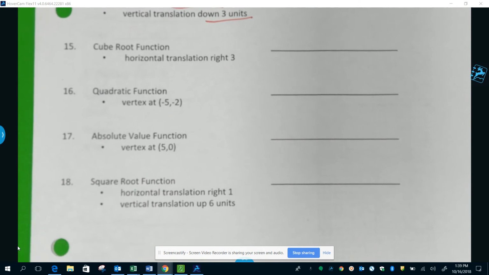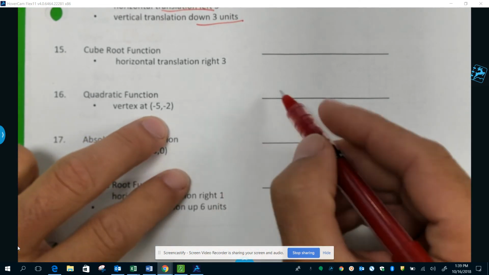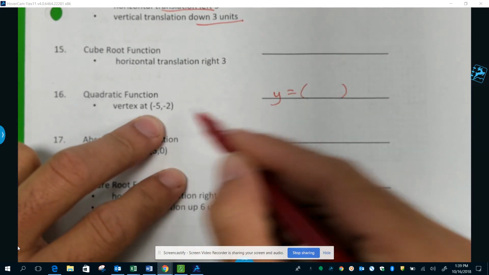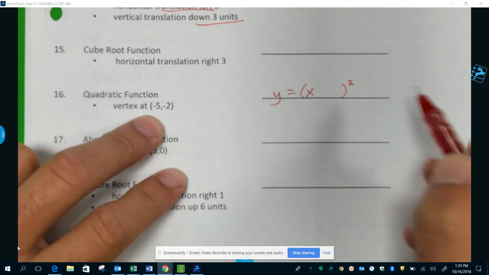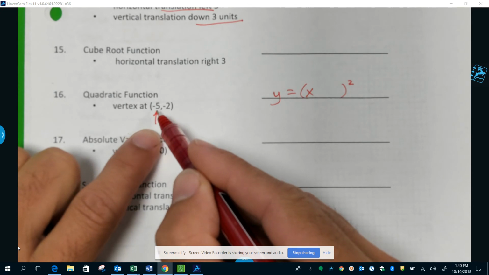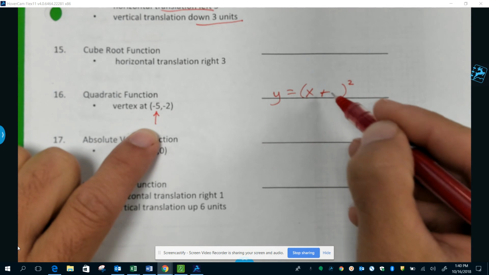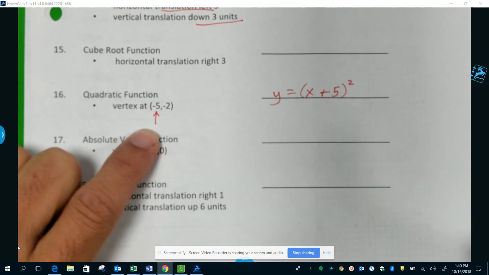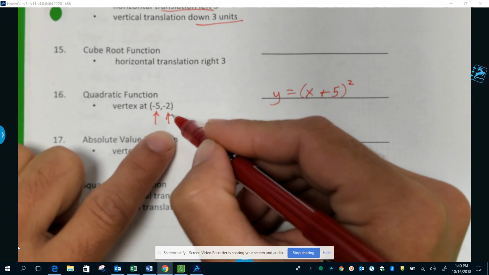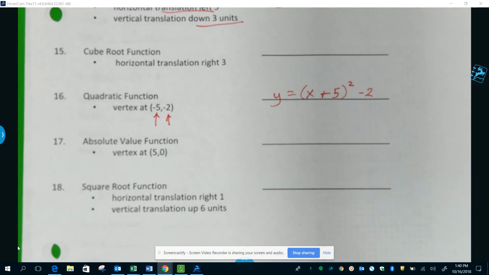If you look at 16, 16 gives me a vertex, and I need to come up with the equation. It's a quadratic function, so I know I need to have y equals. I know I need to have some sort of x squared, but since I'm going to have a shift, the squared is going to go on the outside. So if this says I'm shifting negative 5 on the x-axis, well, what do I need inside here? The opposite of that, so I need positive 5 to go inside here. If I'm going negative 2 for a vertex on the y-axis, then that means I shifted down 2. So my minus 2 is going to go on the end.